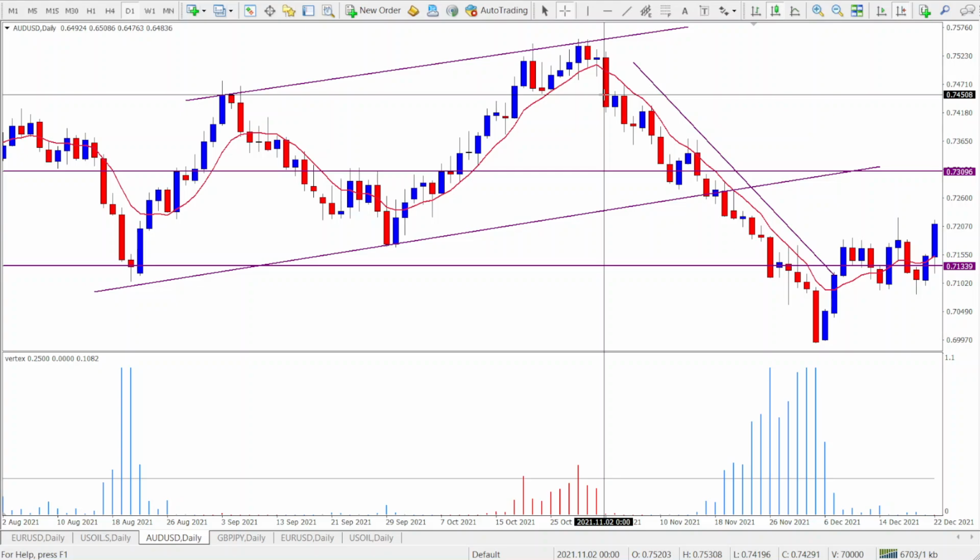So getting confirmations is very, very important. Sometimes confirmations can help you stay in a trend longer, and sometimes confirmations can help you avoid false signals. So it's very important.